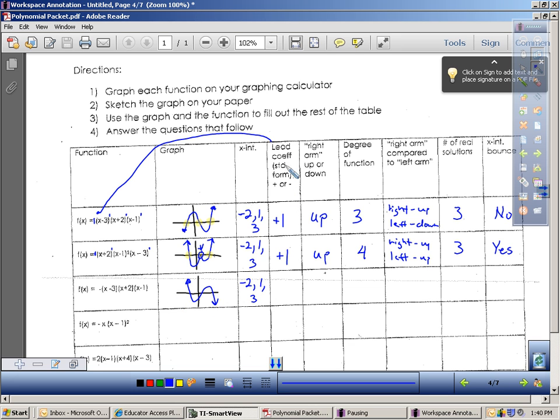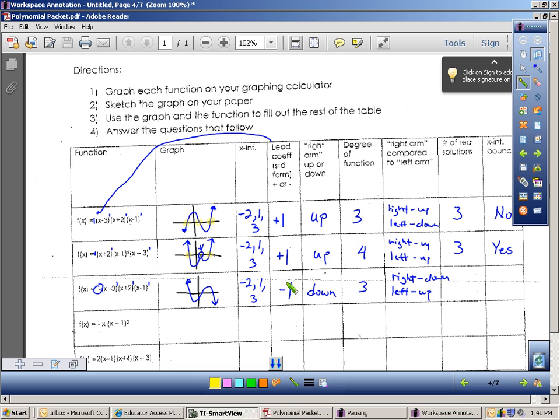Okay, but now we have a few differences. The lead coefficient here is -1. The right arm now happens to be opening down. What degree is this? Well, this binomial is first degree, so is this one, and so is that one. I have 3 degrees. The right arm in this problem is opening down, while the left arm happens to be opening up. This definitely has 3 solutions. I see it crossing the x-axis in 1, 2, 3 places.